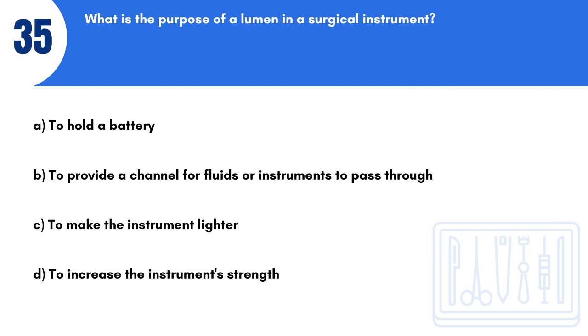Question 35. What is the purpose of a lumen in a surgical instrument? A. To hold a battery. B. To provide a channel for fluids or instruments to pass through. C. To make the instrument lighter. D. To increase the instrument's strength.